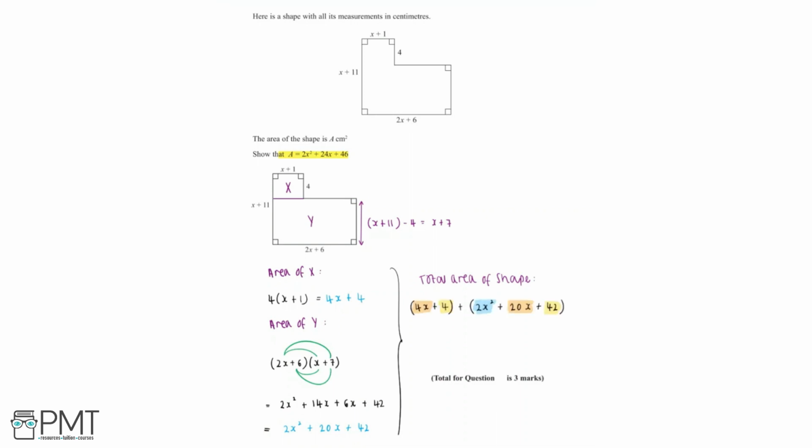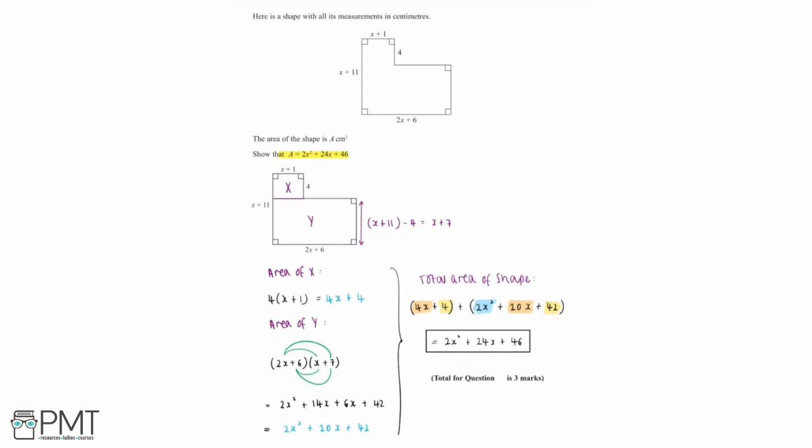Now we've used 3 different colours to simplify this, because the 3 different colours represent the like terms. And so we start off with 2x squared, and so we've looked at all the blue terms. Now to look at the orange terms, we have 4x plus 20x, which is equal to 24x. And finally, looking at the yellow terms, we have 4 plus 42, which is equal to 46. And so we've found that the total area of the shape is equal to 2x squared plus 24x plus 46, which is equal to the area A that we needed to prove.